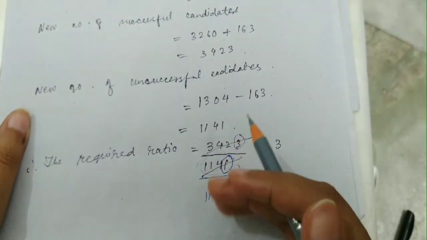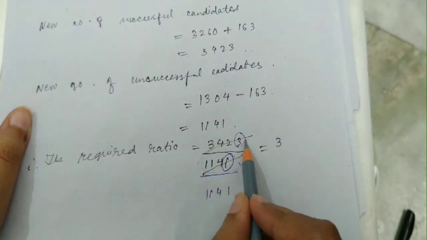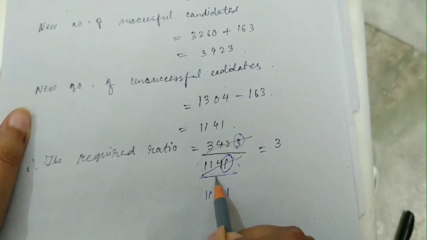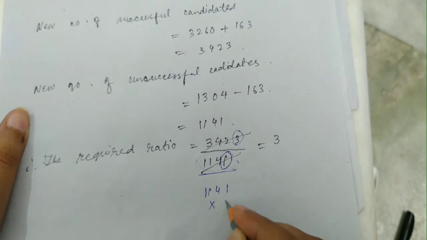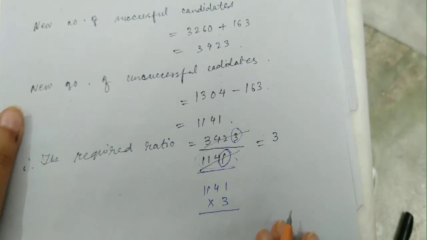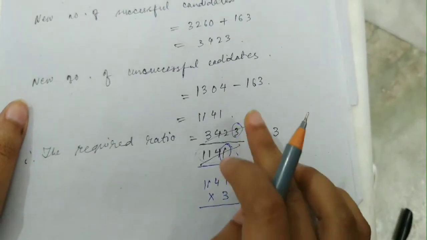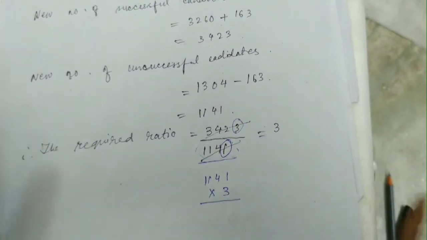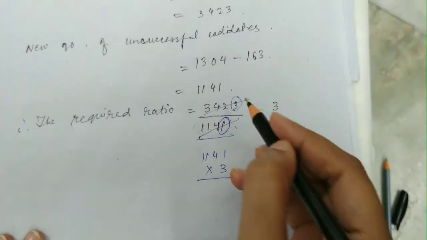So maybe it will be 3 times of the denominator. So we will check this by multiplying this by 3. So you will see that this gives this number only. The denominator multiplied by 3 will give this number only.